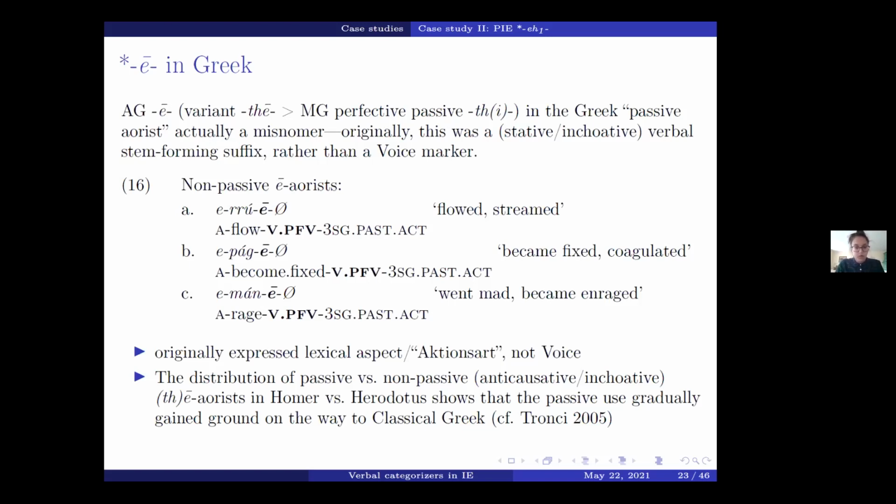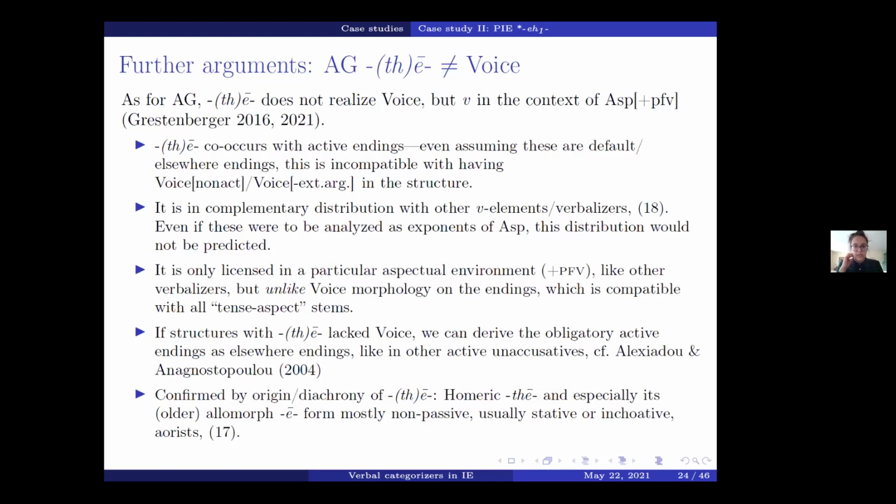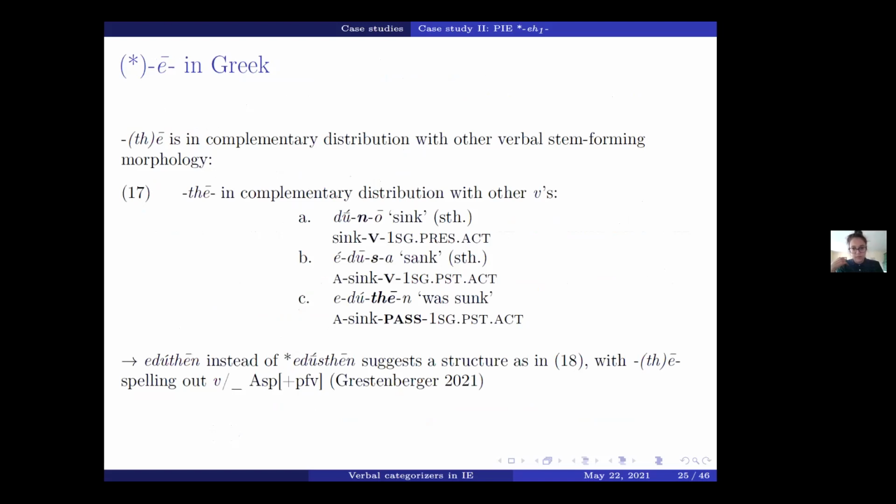So this slide I'm going to skip. This just summarizes the arguments that this is really a little v rather than voice. One of the arguments is actually that it's found in complementary distribution with other verbal stem forming morphology and not in complementary distribution with voice morphology, as you can see here. So this alternates with the transitive active present marker and the aorist marker rather than with a voice marker.